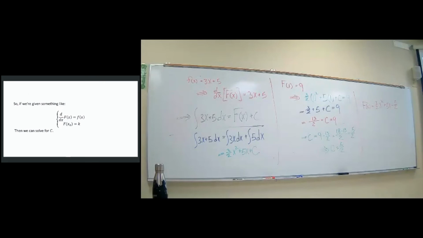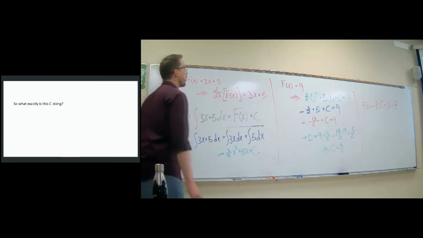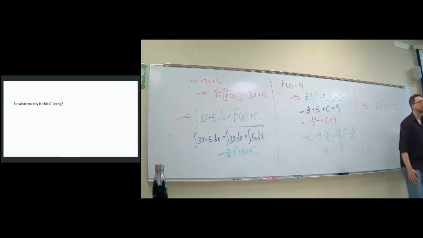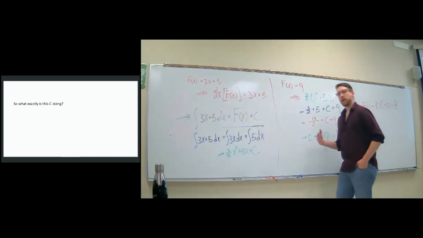So in general, if you're told a set of information like this, that you have some function whose derivative is equal to a thing, and that function at a particular x value is equal to something, it lets you solve for c. Everybody cool with this? So what exactly is c doing here? What do y'all think c is functionally doing for our function? Think about what c does when plotting graphs.